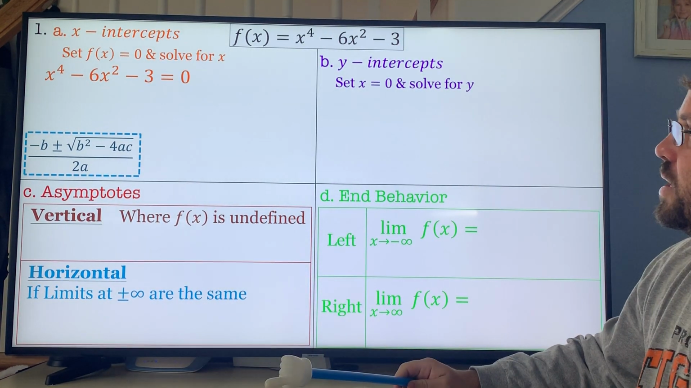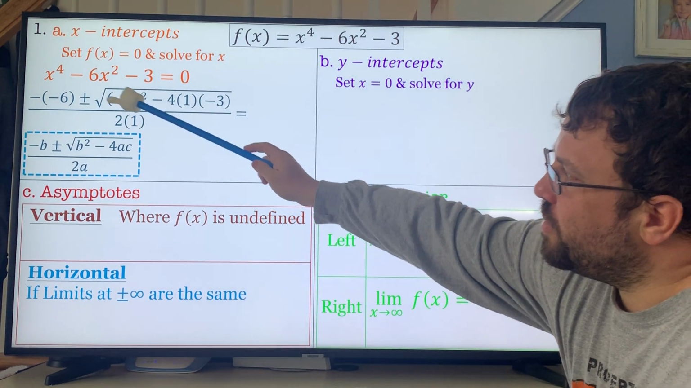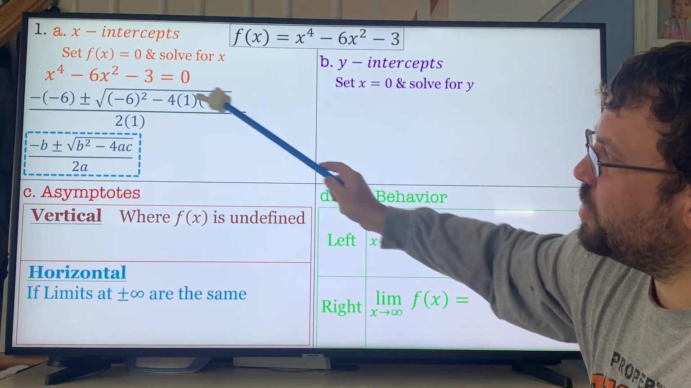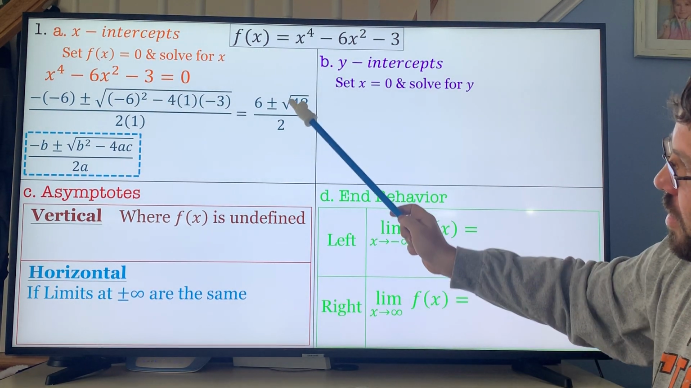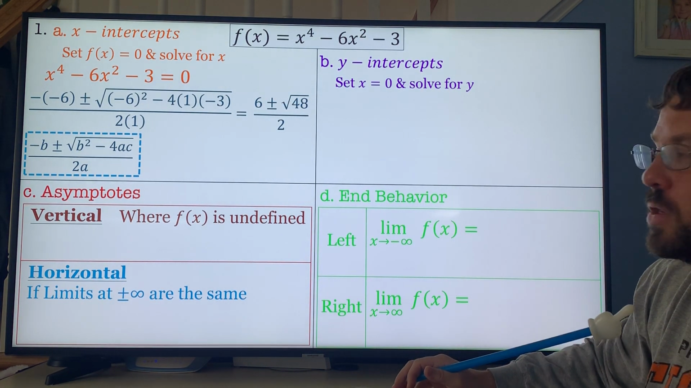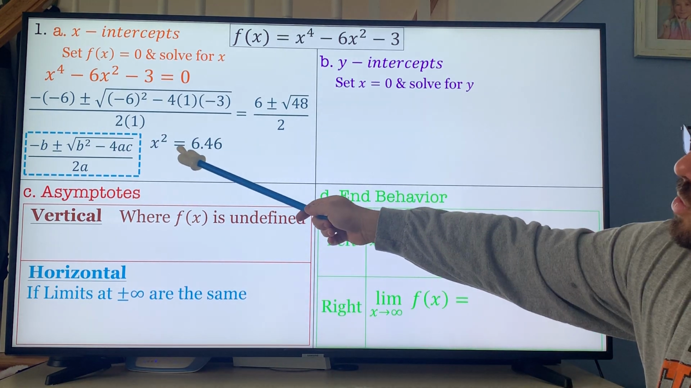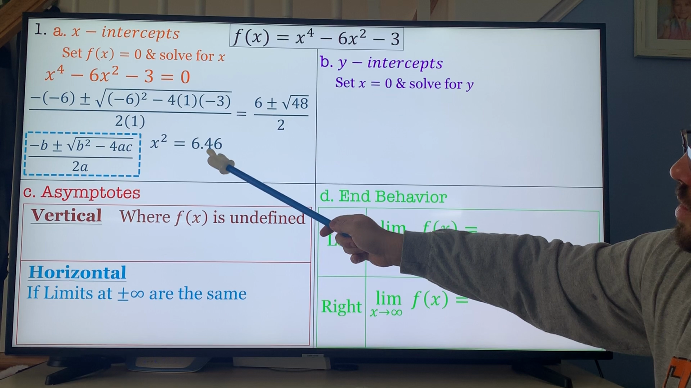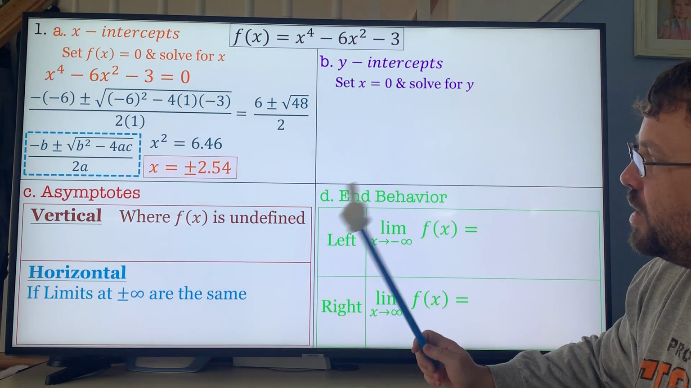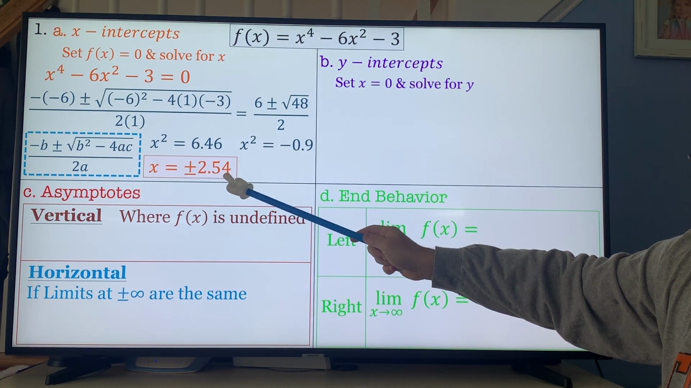You type it into the equation, -B, so 6 plus or minus the square root of -6 squared, which is 36, plus 12. 36 plus 12 is 48. So 6 plus or minus square root of 48 over 2. So you do 6 plus square root of 48 over 2, and you get x squared, because remember this is to the fourth power, equals 6.46, and then you do 6 minus radical 48 over 2, and you get negative 0.46.